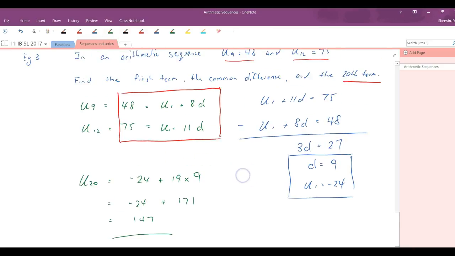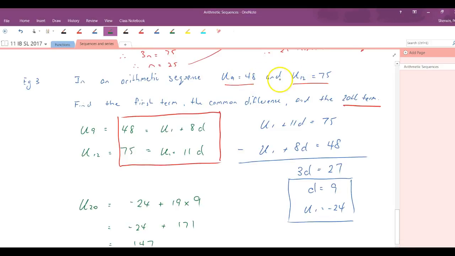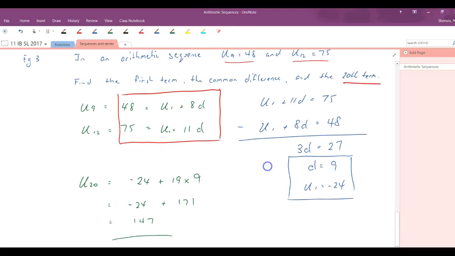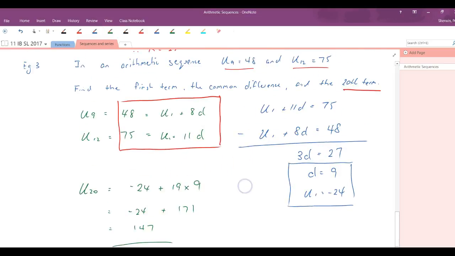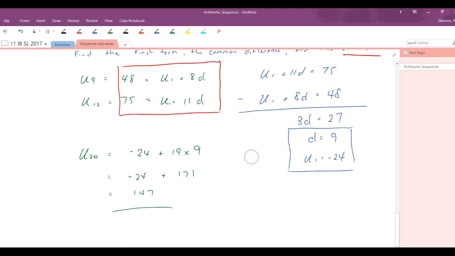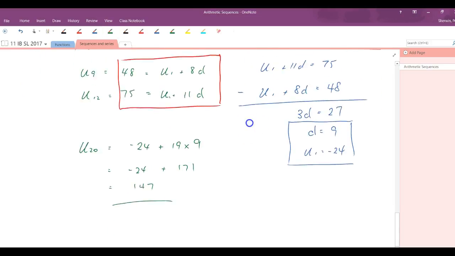So we use simultaneous equations, because we can create from this information two equations with U1 and d as the unknowns. Use elimination in order to find what U1 and d are. We've just solved those simultaneous equations, got our solutions there, and then we used that information in order to find the 20th term. So quite an involved question, that one. Brought in quite a few components.